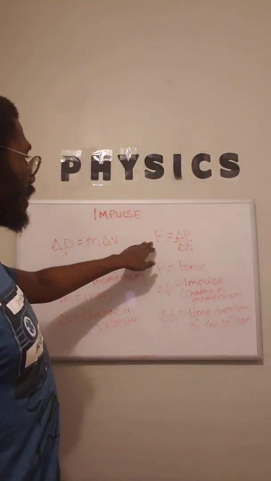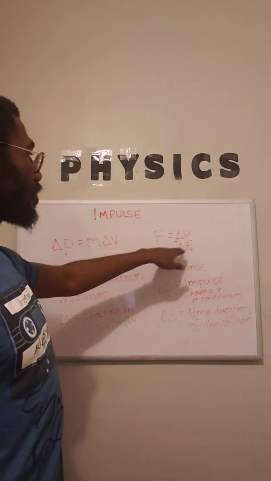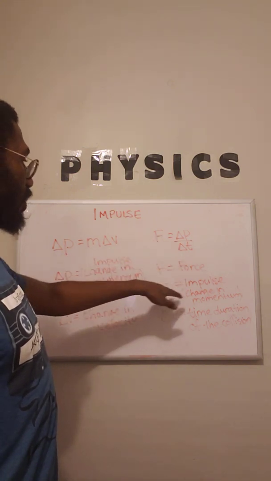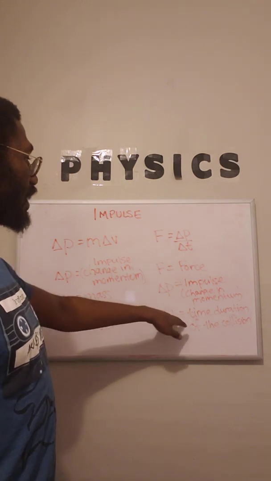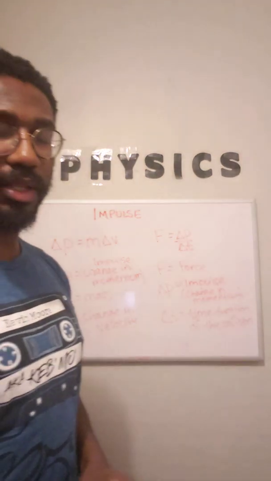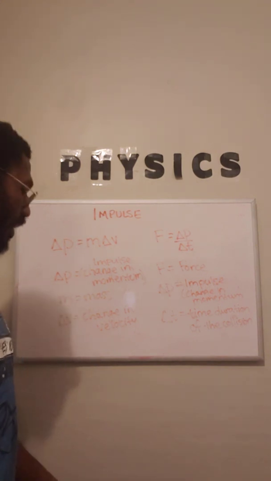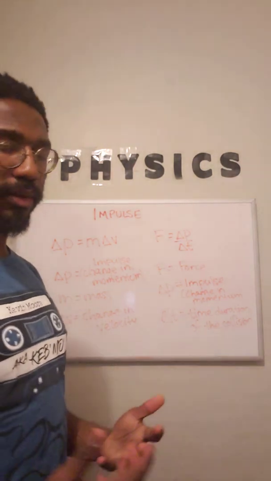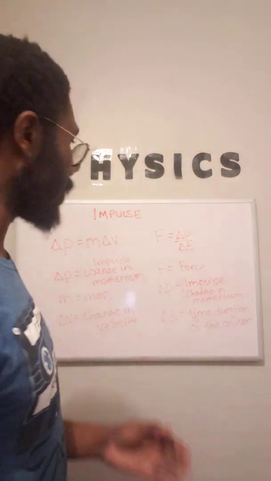Now over here in the other impulse equation, we have force equals delta P over delta T. So F is equal to force, delta P is equal to impulse, again, change in momentum, and delta T is the time duration of a collision. Now to talk a little bit about how these equations work, we normally use them with each other. They both give us a little bit different information.